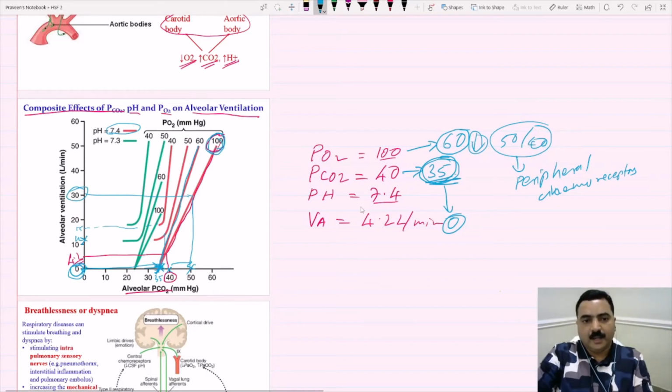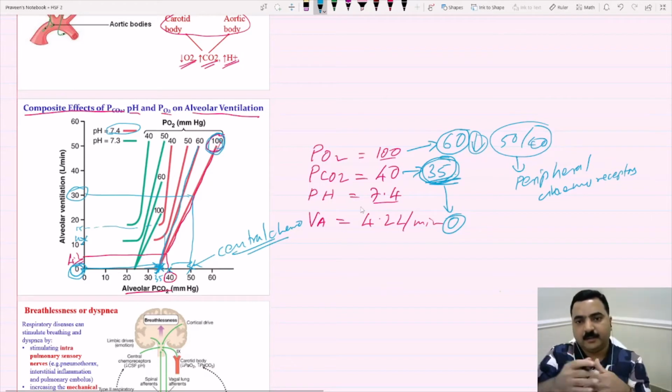Okay, so this high is caused by what? An increase in carbon dioxide. An increase in carbon dioxide will stimulate what? The central chemoreceptors. It is caused mainly by the central chemoreceptors, because the carbon dioxide is causing that. Even though the oxygen content and the pH value are normal, it will get stimulated.